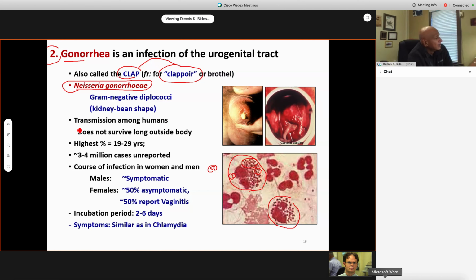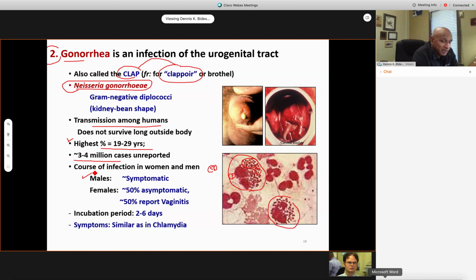All right? Okay, so again, the organism is transmitted among humans. Humans are the reservoirs for Neisseria gonorrhea. It doesn't survive too long outside of the body. We see the highest number of cases between 19 to 29 years old. It's estimated that about 3 to 4 million people have gonorrhea, except again, most people, about 50% at least, tend to be asymptomatic to begin with. So there are more cases than are reported, of course.